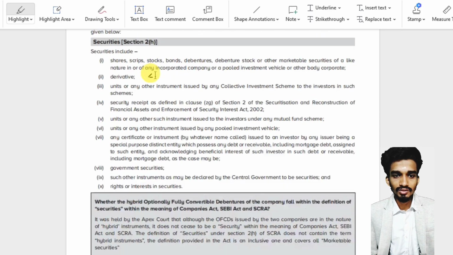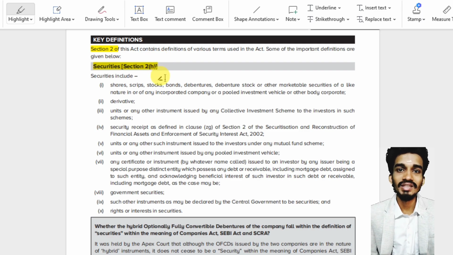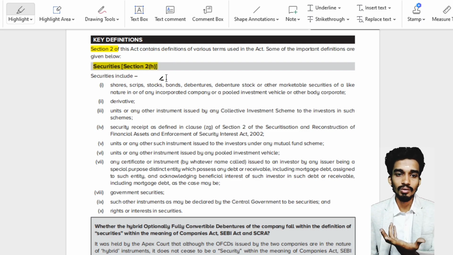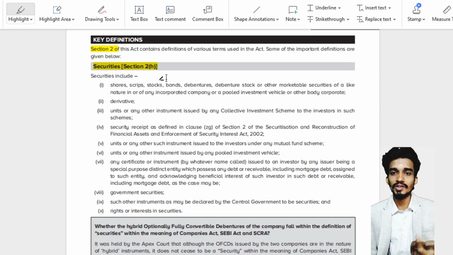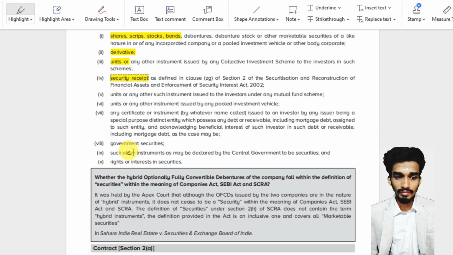So from this chapter, you will see more sections. Okay. So section 2 covers your definitions, and in this act, section 2 covers securities. What do you mean by the term securities? Securities are shares, bonds, debentures, warrants, convertible bonds, any mutual fund units, scrips, stocks, derivatives also covered, and the government securities are also covered here.